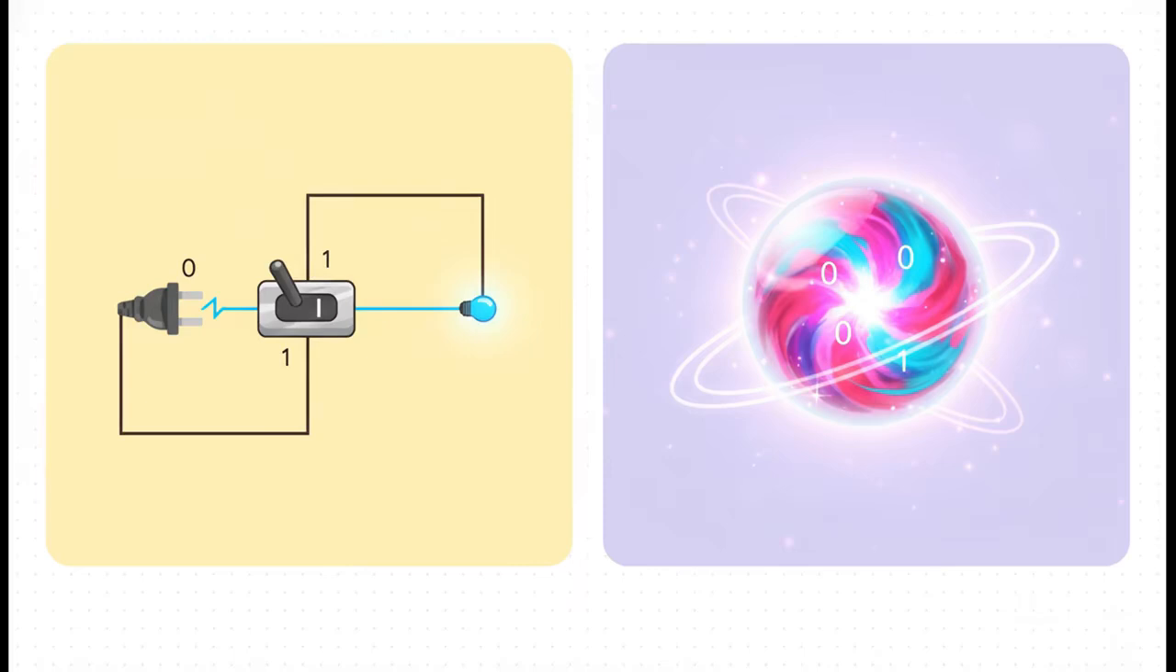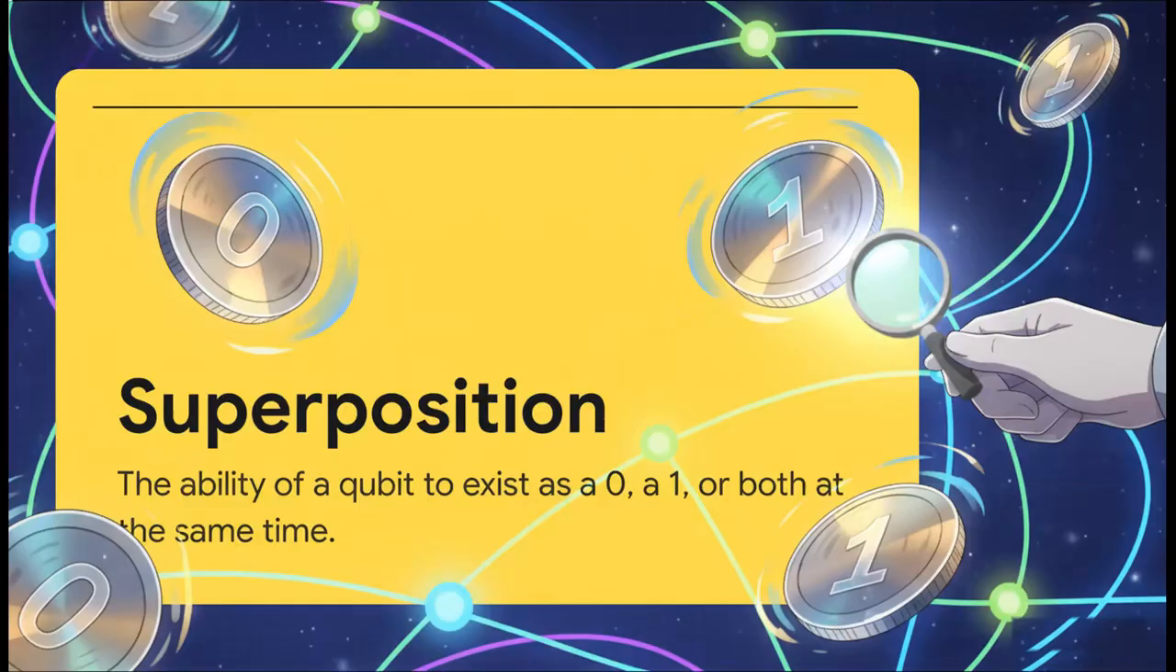And this is all possible because of two very strange rules of the quantum world. The first of these rules is called superposition. The best way to picture it is to think of a spinning coin. While it's in the air, flipping over and over, is it heads or tails? In a way, it's both. It only actually picks a side when it hits the table and you look at it. A qubit in superposition is just like that spinning coin. It holds the possibility of being both 0 and 1 until the very moment we measure it.